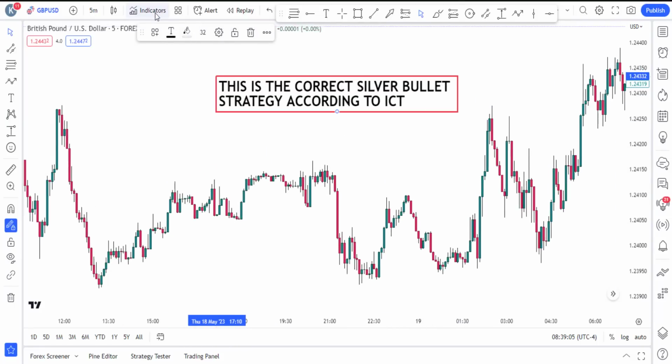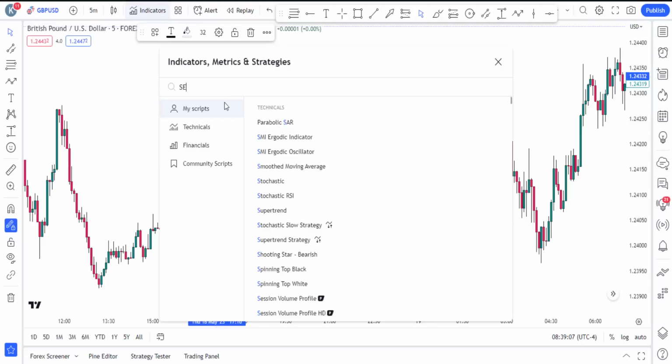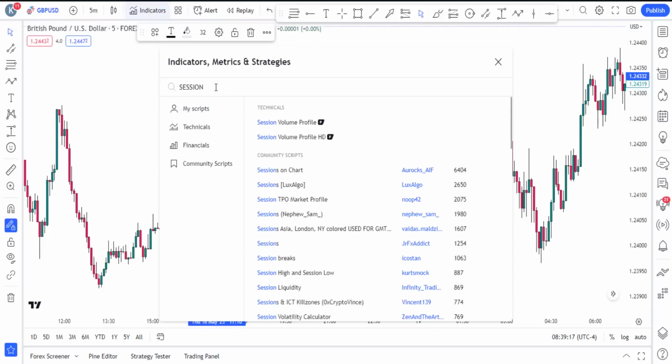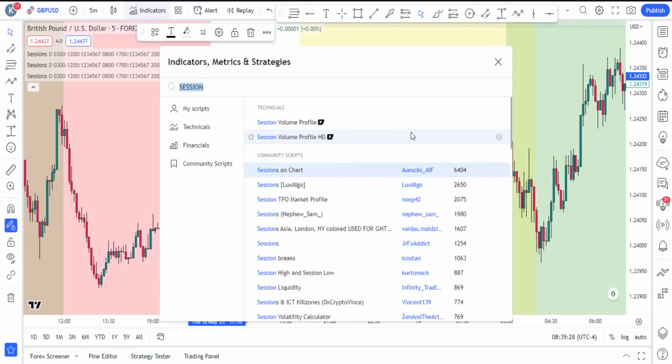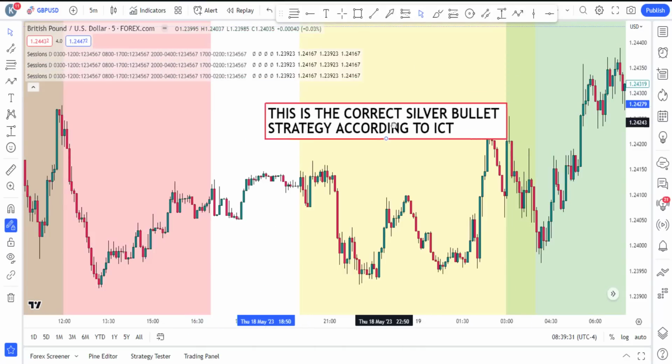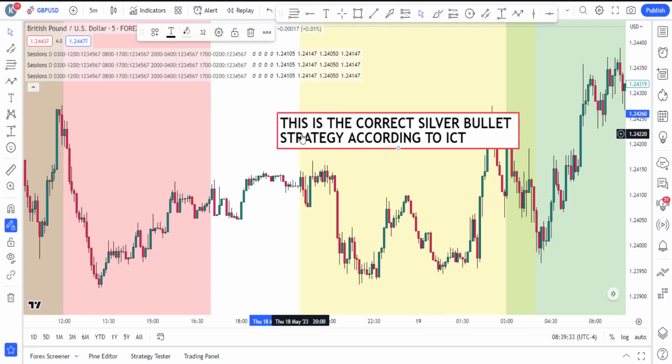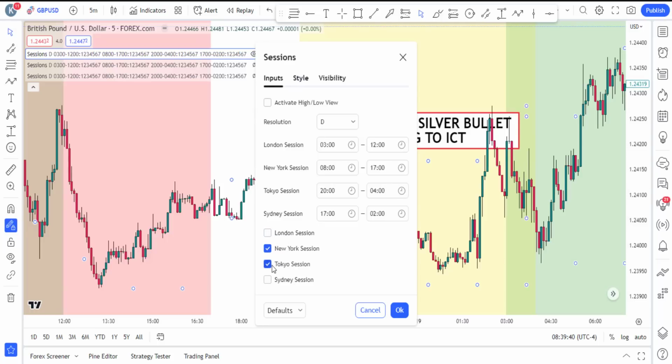Come to where you see indicators, click on it and type the words sessions on chart. I'm basically giving you something very specific in this particular video. Sessions on chart, this particular indicator. Put 3 of these indicators on your TradingView. So once you've done that, the next thing to do is to set up those times I've shown you. The first thing to do is to come over here to the first indicator, click on settings, and then take out London and take out Tokyo. And then the next thing is to get 3 a.m., okay, and then 4 a.m.